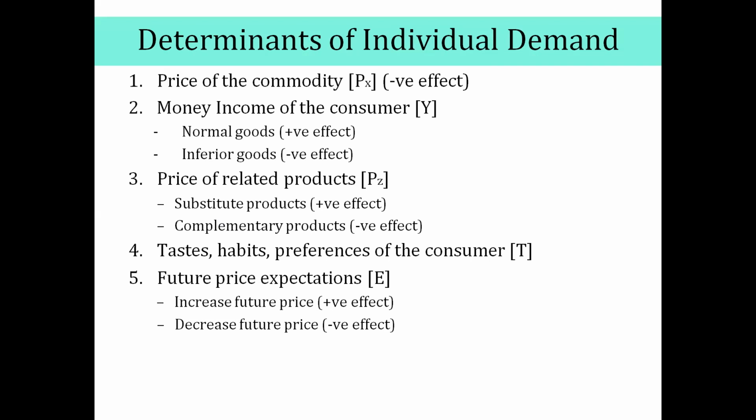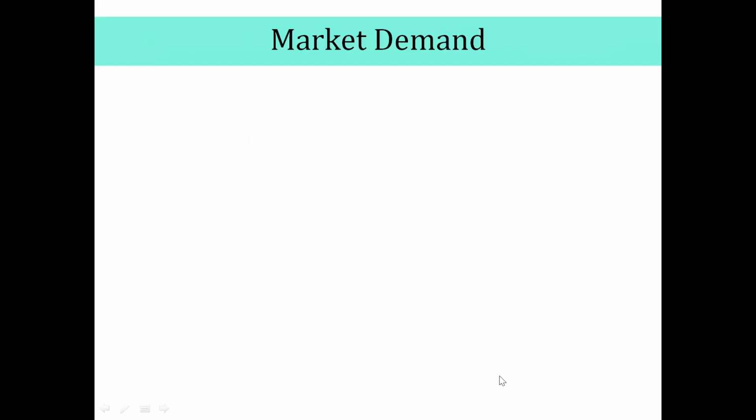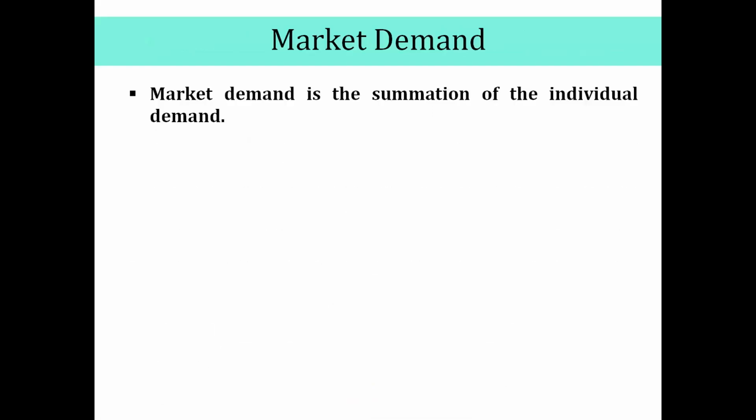So the individual demand function can be expressed as Dx, demand for commodity X, is a function of Px, price of commodity X, money income of the consumer, price of related goods, taste, habit and preferences of the consumer, and future price expectations. Market demand. Market demand is the summation of individual demand.